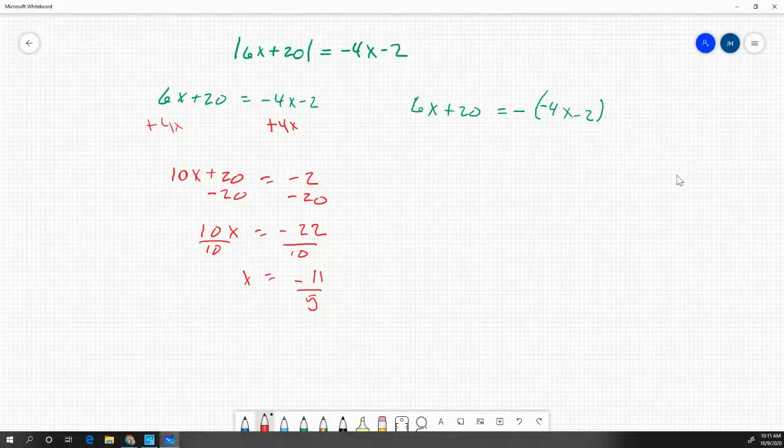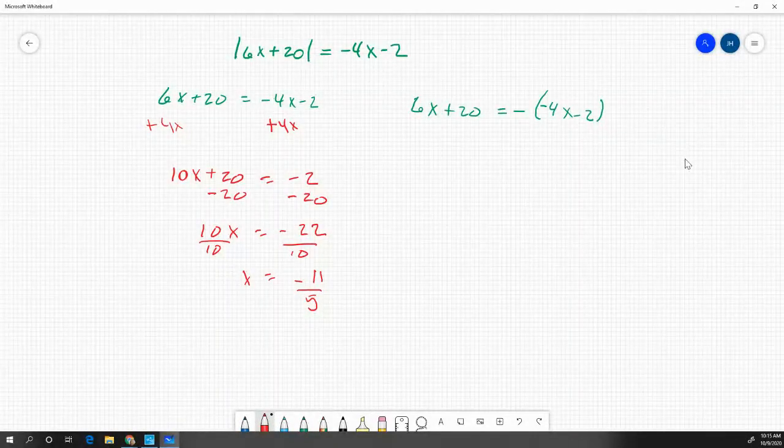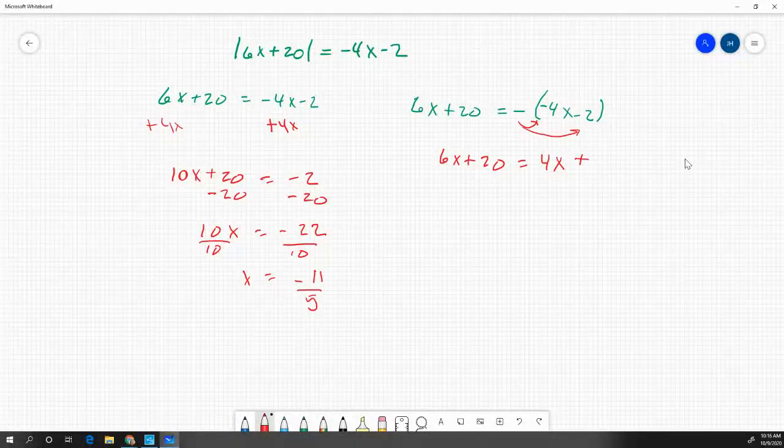This last one, though, this is where I really want you to see what we have to do. When we do this, we have to distribute. So we'll have our 6x plus 20 equals. Then we have to distribute this negative, right? We have to multiply each piece times negative 1. And it just changes the signs. So this would be 4x. And then when I distribute it here, this becomes plus 2.